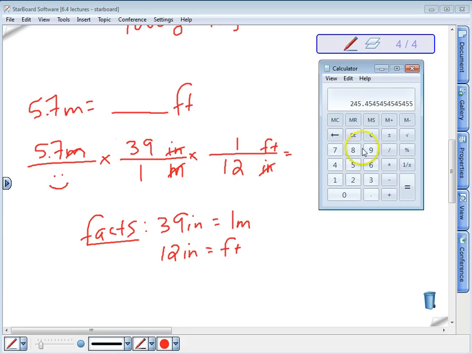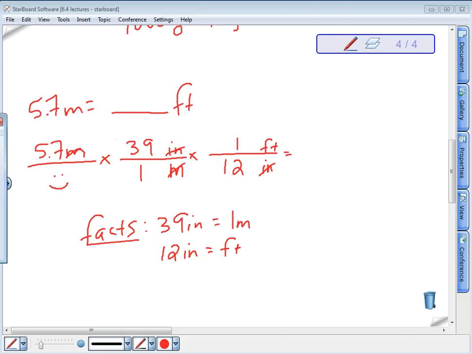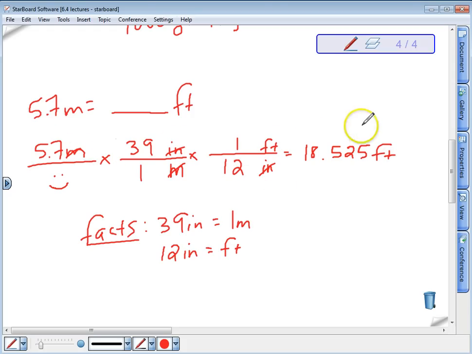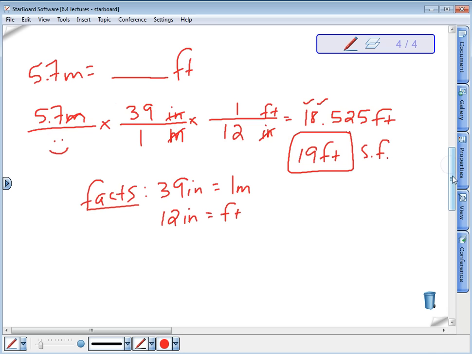Again, now I need to do my math. I'm going to say 5.7 times 39 inches times 1 foot. Okay, and on the bottom here I have 1 times 12. So I'm going to say divided by 12. And that gives me 18.525 feet. I've made sure all of my units cancel except for what I want, feet. I was given 2 significant digits, so I need 2 in my answer. So my sig fig answer is 19 feet.